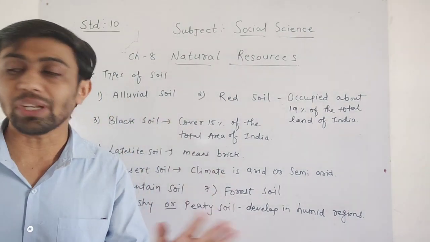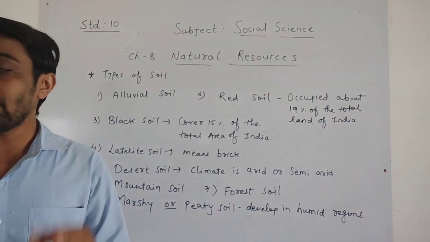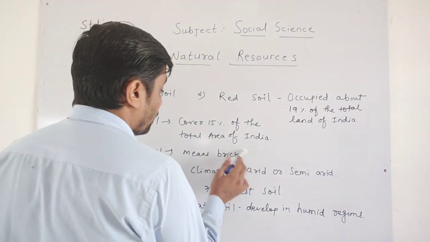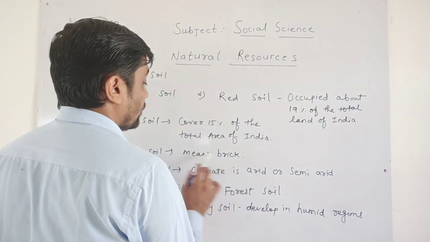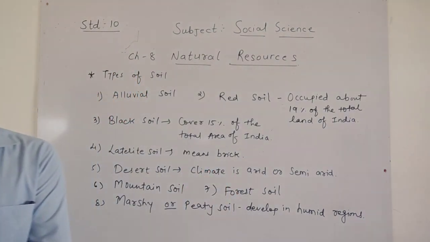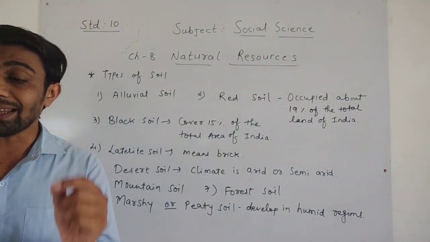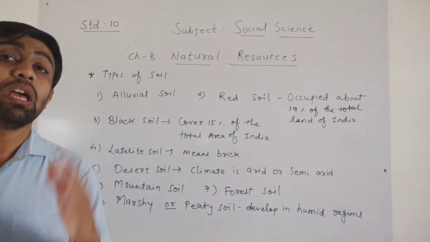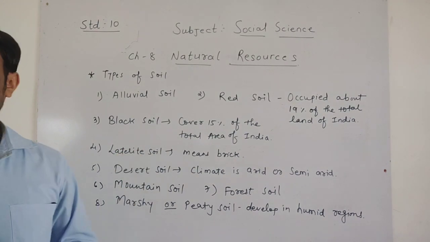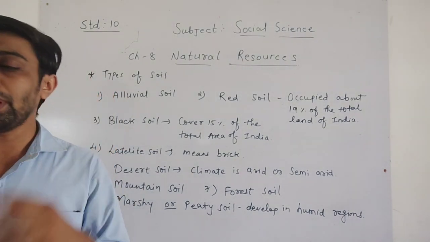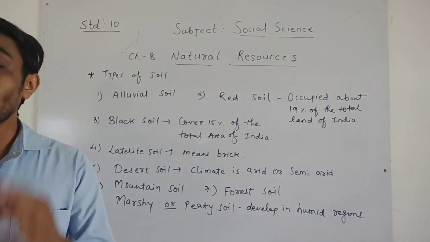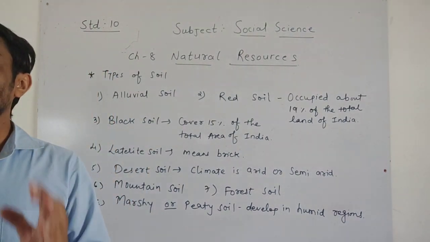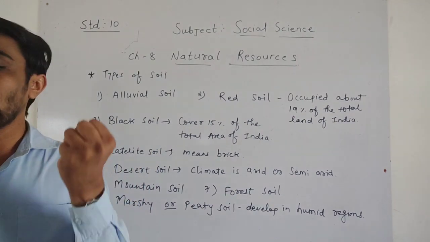It is derived from the Latin word later, which means a brick. Because of that, dear children, it has a red color due to the iron oxide. Due to the iron oxide, laterite soil is a little reddish in color. When this soil becomes wet, it becomes smooth like butter, and when it is dry, it becomes very hard.